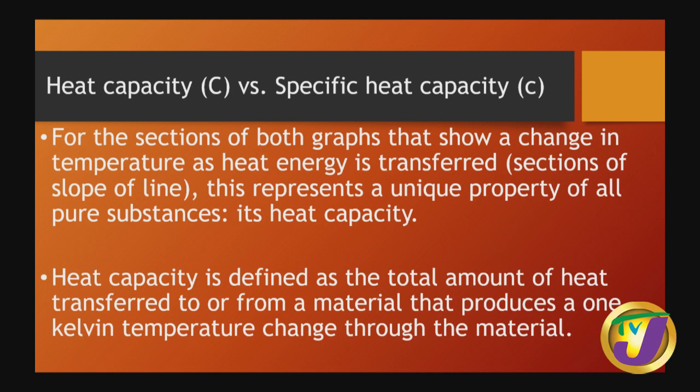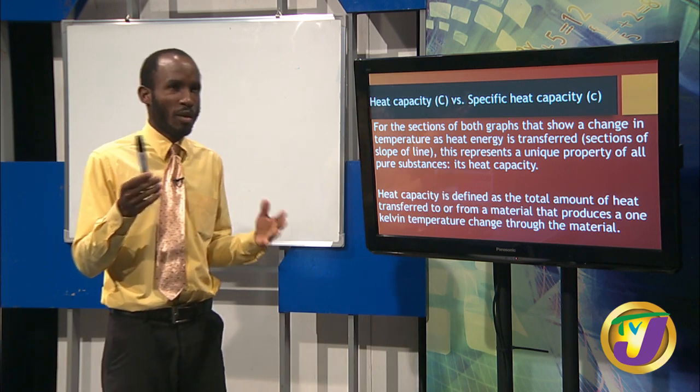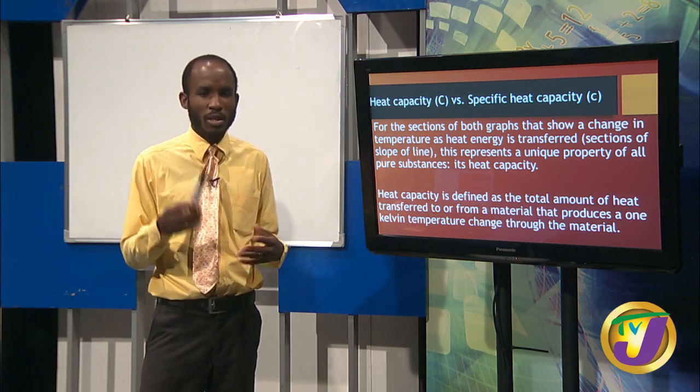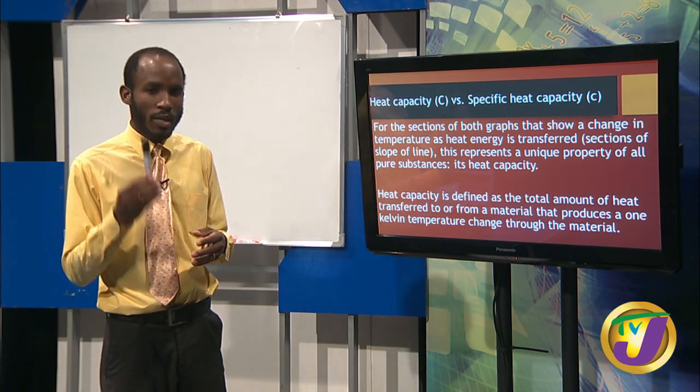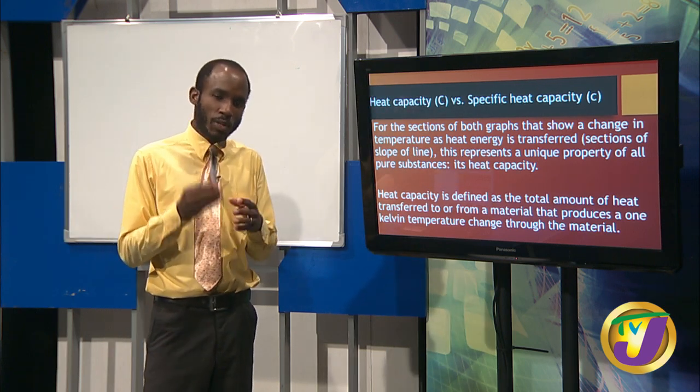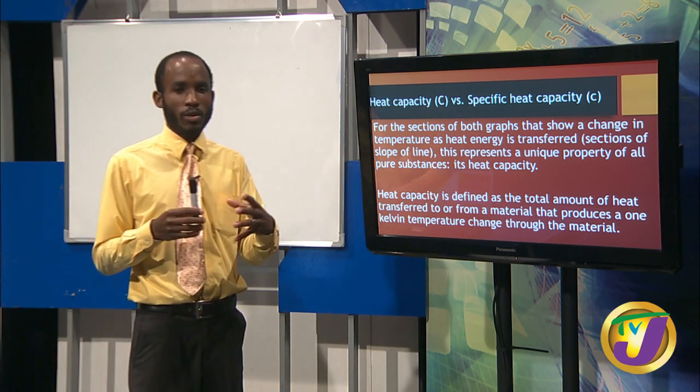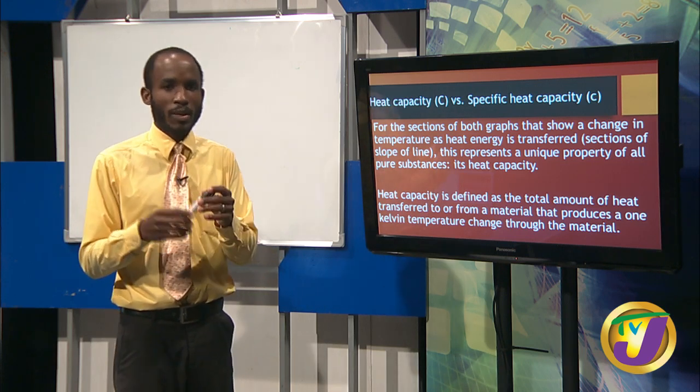It's heat capacity. What is heat capacity? It is defined as the total amount of heat transferred to or from a material that produces a 1 Kelvin temperature change of the material. To explain, we consider this marker, and this marker is at a certain temperature. Say the room is about 20 degrees, but let's say it's at 20 degrees. Then you add a specific amount of energy, and when you add that amount of energy, it increases to 21, then you can know what heat capacity it has.